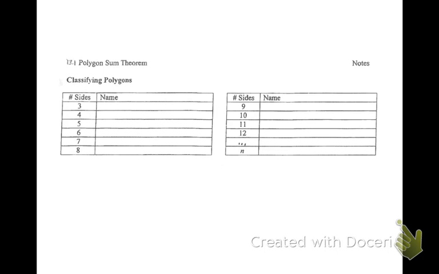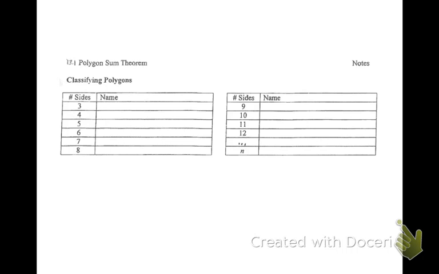Okay. So without further ado, let's go ahead and start looking at the first table that we have here. Before we can apply the Polygon Sum Theorem, it would be helpful to know what the names of the polygons are. The smallest polygon you can have is a three-sided figure. And there are infinitely many polygons. However, I'm only going to require you to know the names up to 12-sided figures.